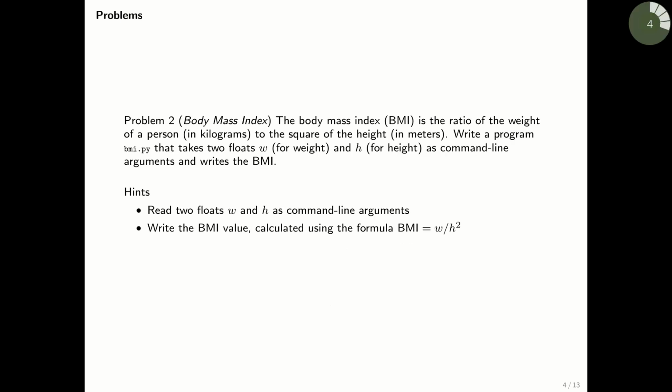The next problem is called body mass index. Here you're going to write a program called bmi.py that takes two floats, w for weight and h for height, as command line arguments, and then the program is supposed to calculate and print the body mass index. So first read the two command line arguments, w and h, representing the weight and height as floats, and then calculate the BMI, the body mass index, using this formula. So BMI is simply the weight divided by the square of the height. And once you have the BMI calculated, simply write it out.